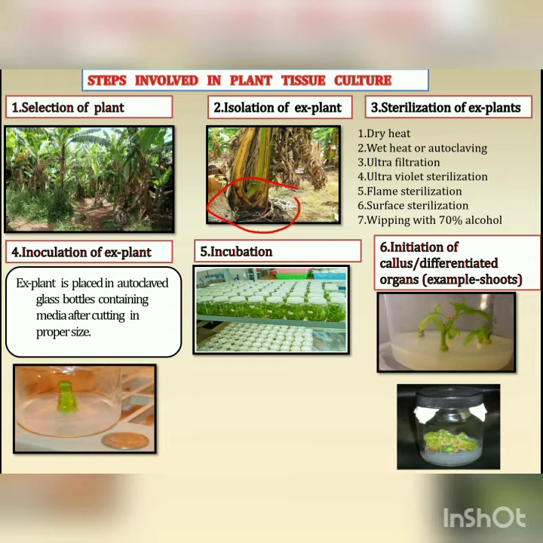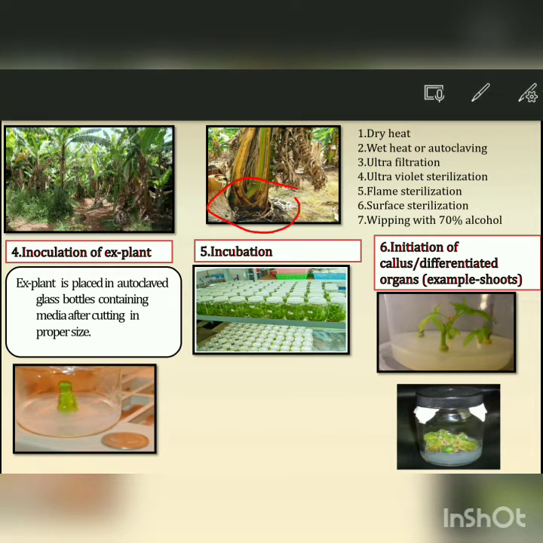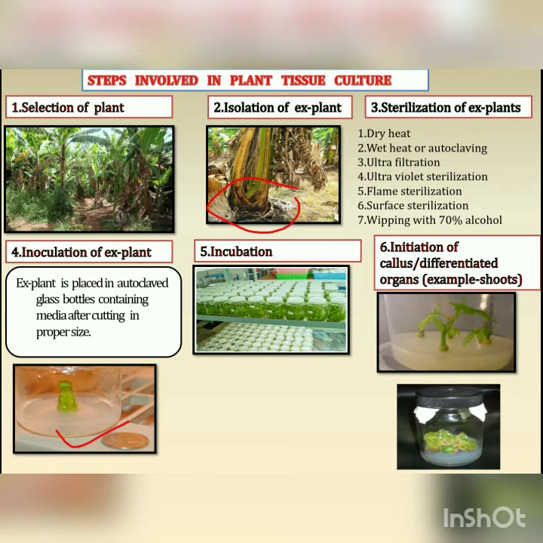Now coming back to the fourth point, inoculation of explant. As you can see in this bottle, as I told you earlier, when we isolate an explant from a banana tree or any plant, we cut it to the smallest size we want. This is the smallest size of the explant; we have cut it and put it in the media, and after that we can put it in the growth room, that is incubation.